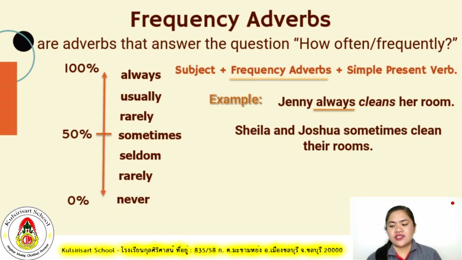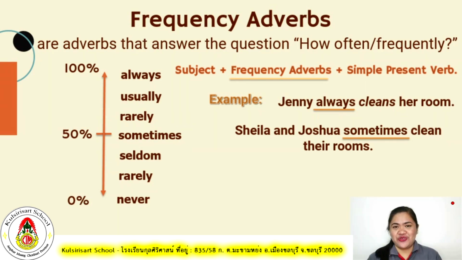Sheila and Joshua sometimes clean their rooms. So now I will ask you, how often do Sheila and Joshua clean their rooms? Okay, so very good. The answer is the frequency adverb, sometimes. Now notice the verb in this sentence. The verb is clean. We use the verb clean because we have two subjects. So again, plural subjects, base form of the verb. No S, no ES, and no ED.